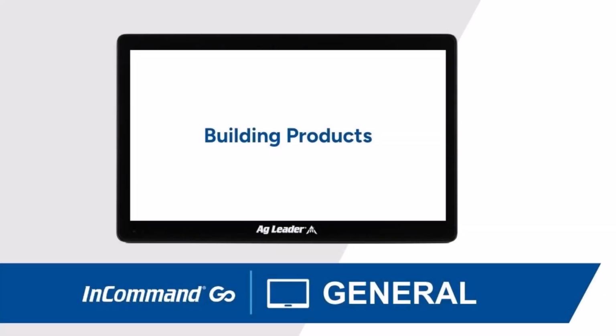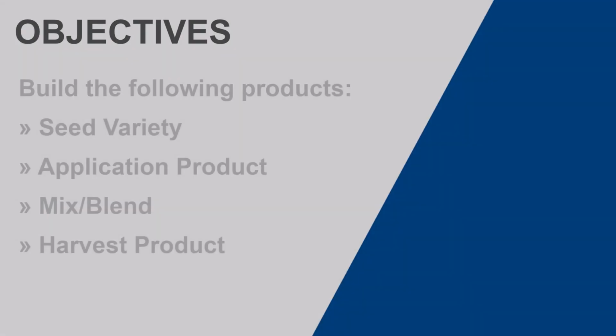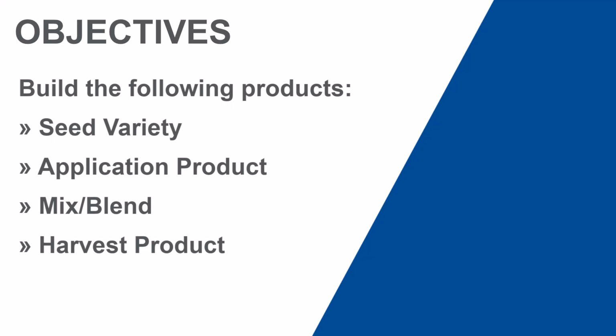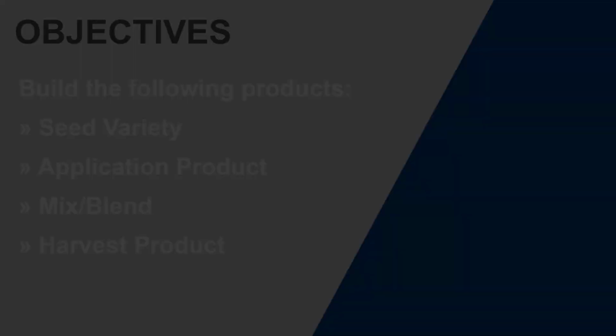In this tutorial, you will learn to build multiple products in the InCommand Go display. Building products helps you keep your data tidy in the display and data management systems. Entering detailed and accurate product names can also help with record keeping for custom applicators and variety tracking during harvest.